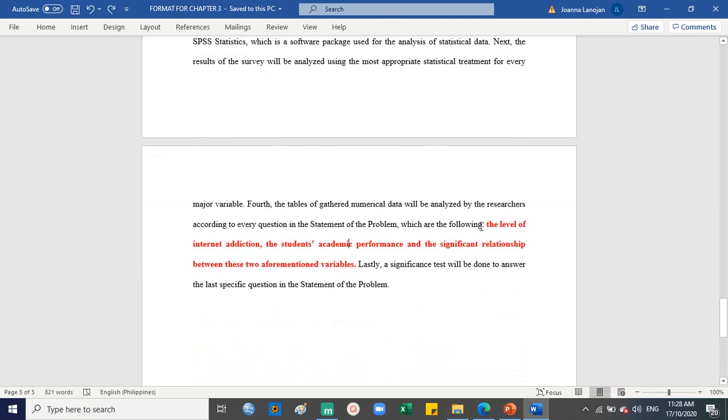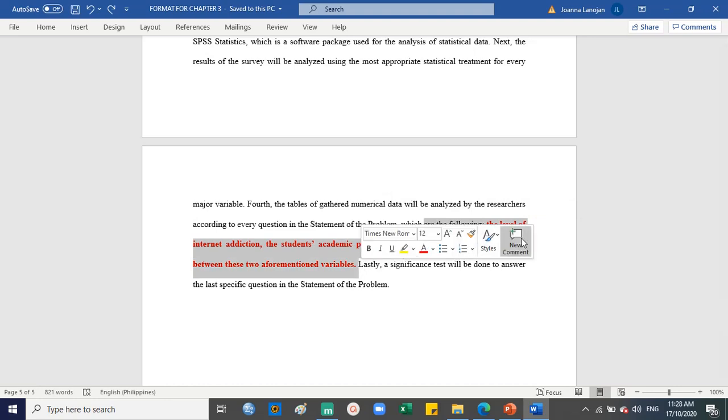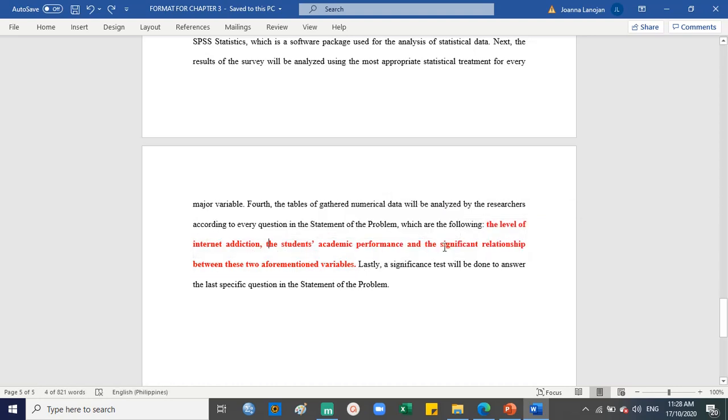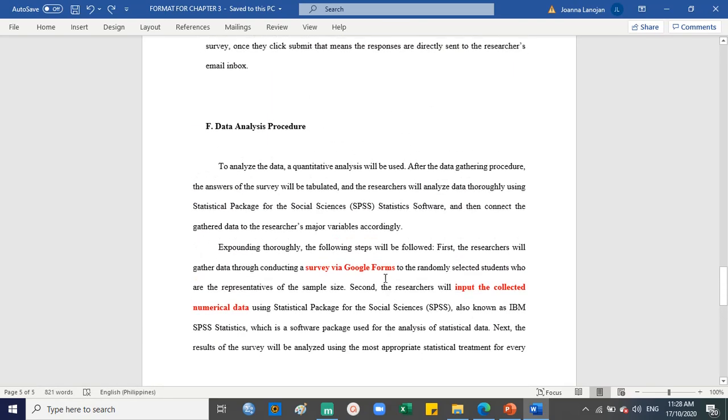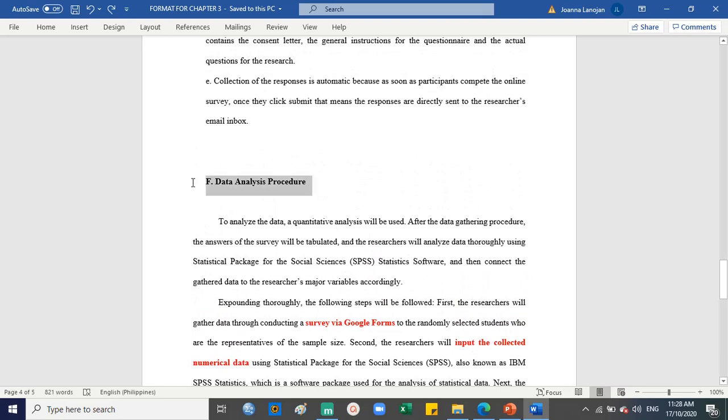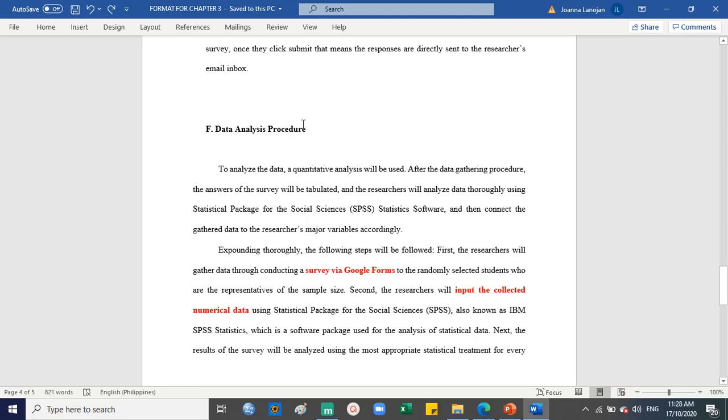And then, of course, you're going to analyze based on the SOP, right? Internet addiction. This is an example of the SOP. Lastly, a significance test will be done on your answers. This is just a rough draft of the analysis procedure. We can have an extensive analysis procedure once we discuss how to interpret the data you collected.